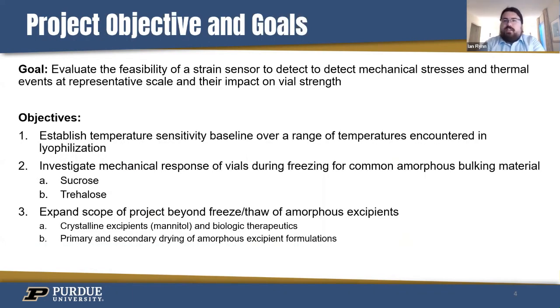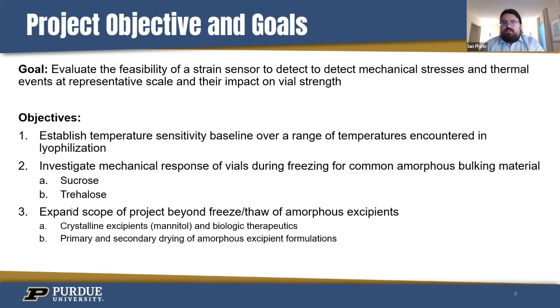So the goal for this project is really to evaluate the feasibility of a strain sensor to detect mechanical stresses and thermal events at representative scale and their effects on vial strength. We have three main objectives that we're accomplishing this through.